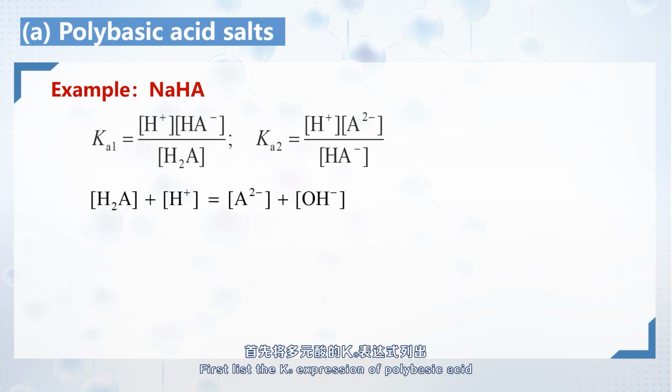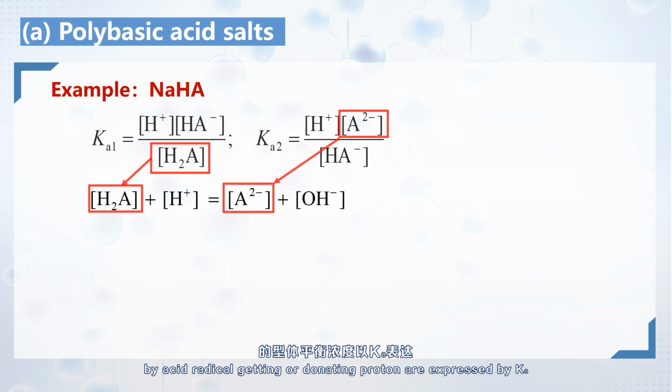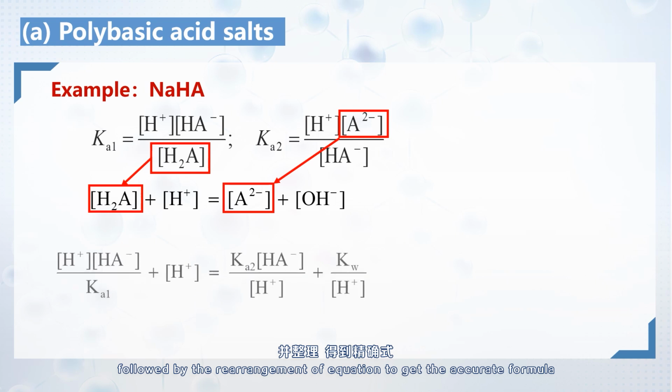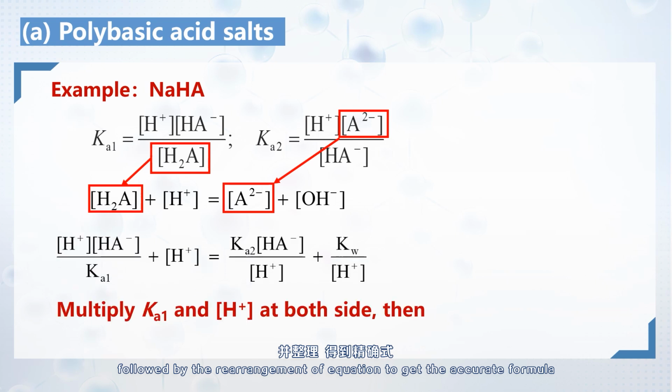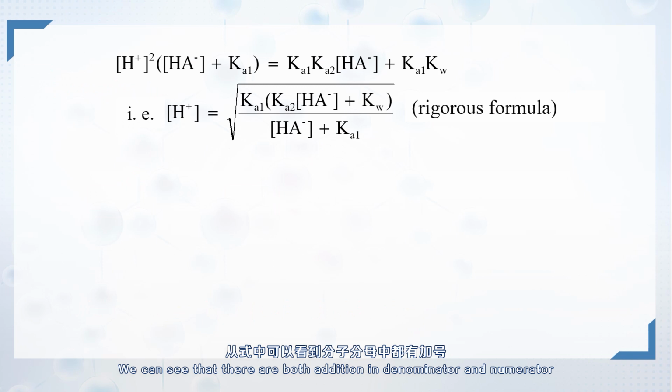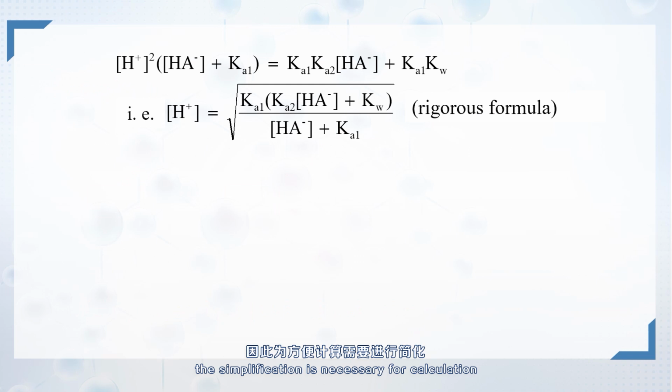First, list the Ka expression of polybasic acid. Write down the PBE, in which the equilibrium concentrations of species produced by acid radical getting or donating proton are expressed by Ka, followed by the rearrangement of equation to get the accurate formula. We can see that there are both plus signs in denominator and numerator. The simplification is necessary for calculation.